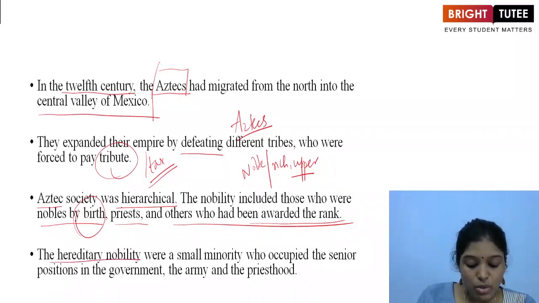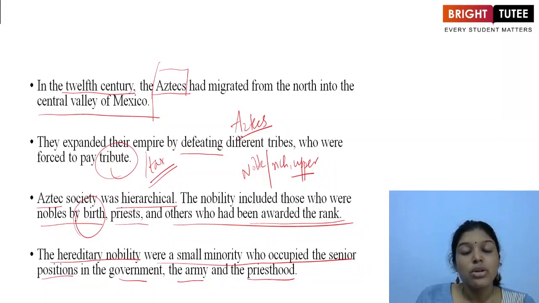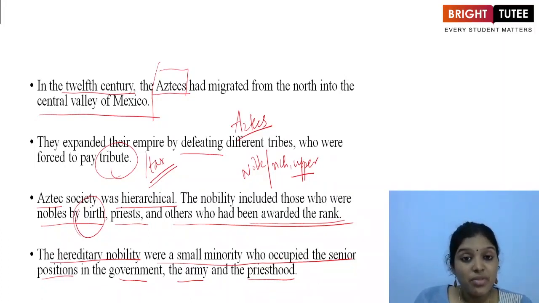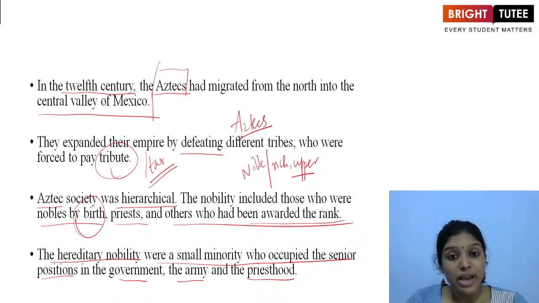And the hereditary nobility were a small minority who occupied the senior positions in the government, the army, and the priesthood. So the hereditary nobility, that is, who were born into very rich noble families, were given the responsibility or position within the administration, that is government, and the army and the priesthood. So they had some kind of a special treatment and preference.